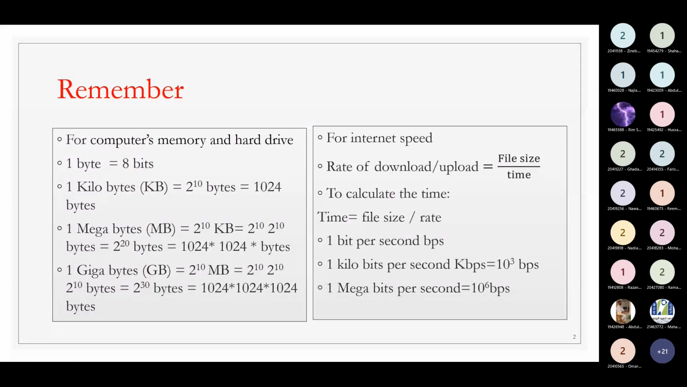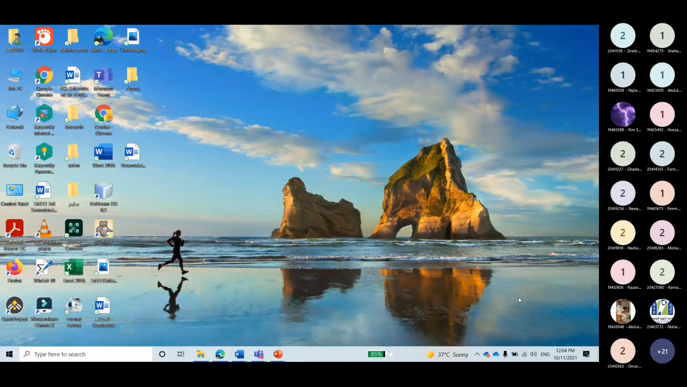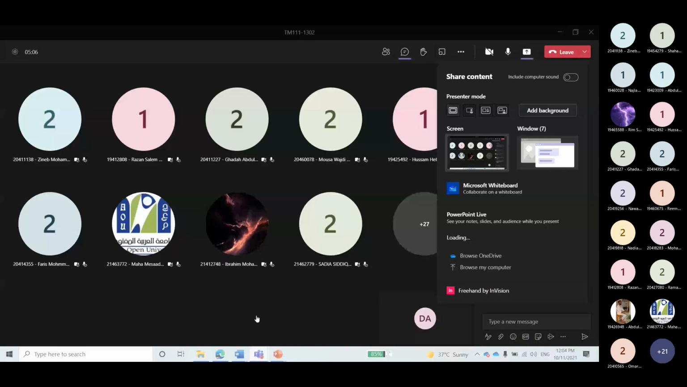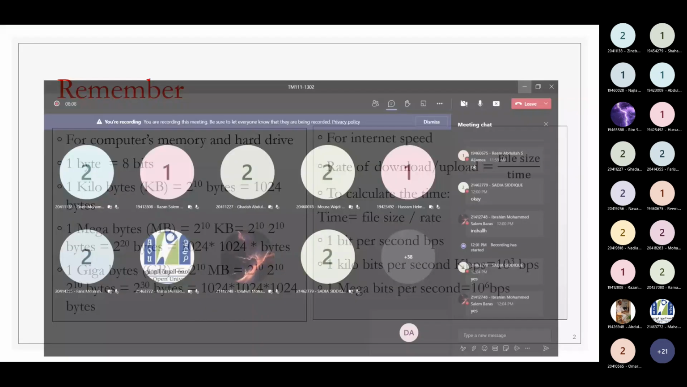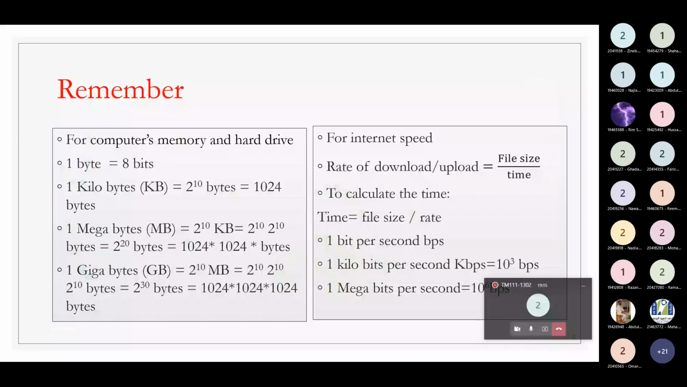So just keep in your mind these units, with the right conversion, if you need to convert from kilobytes to bytes to bits, from kilobits per second to bits per second, etc. Okay, so let's start with question number 1.